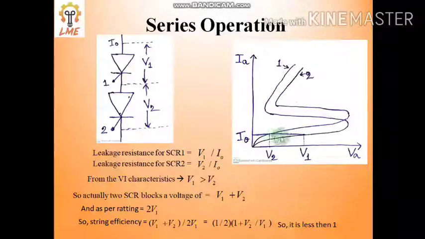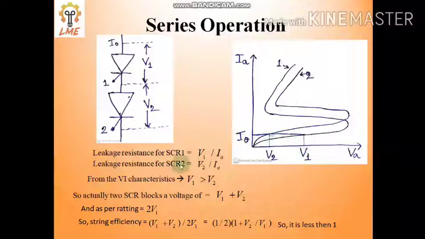In the first ACR, how much voltage is applied across it? Now V1. In the second ACR, how much voltage is that? This is V2. Means that for the same rating of ACR, for a particular current, they are blocking two different voltages, V2 and V1. So we can say the leakage resistance for ACR1 is V1 by IO, and the leakage resistance for ACR2 is V2 by IO.